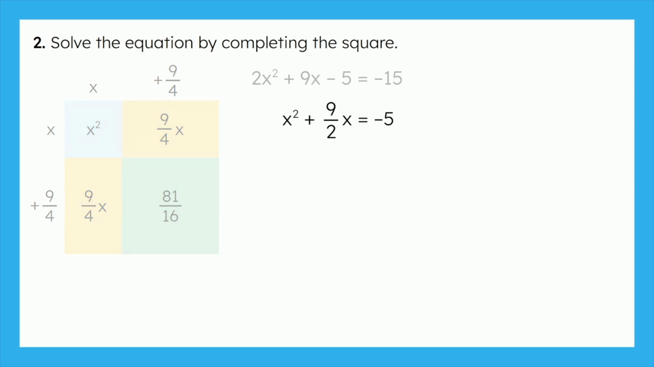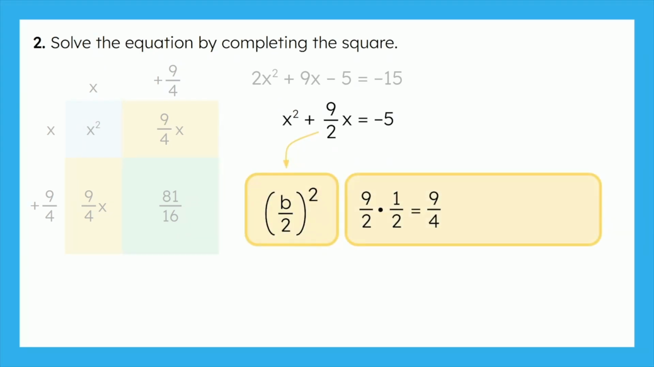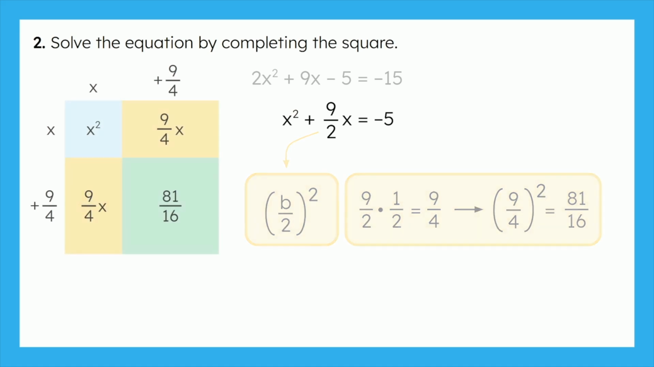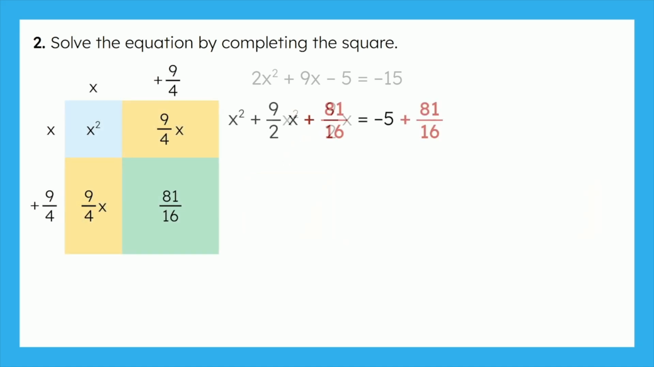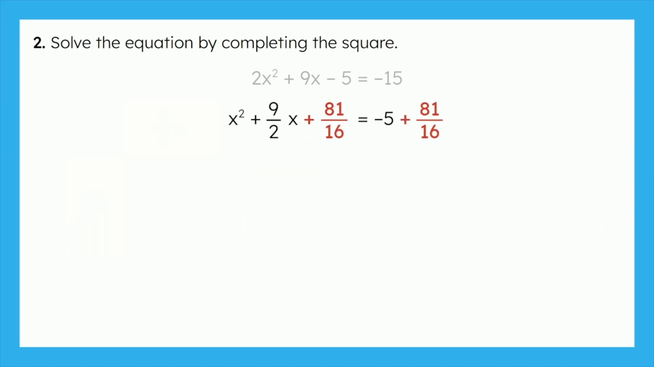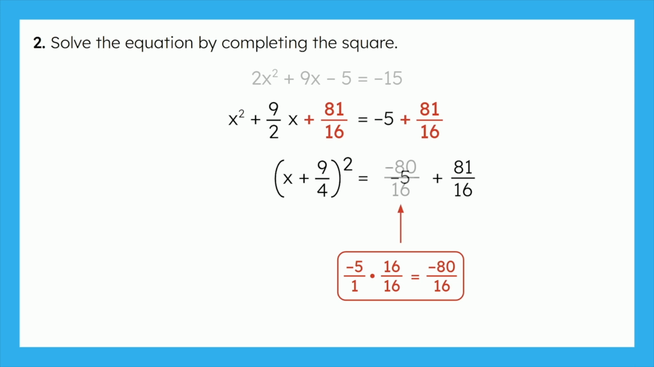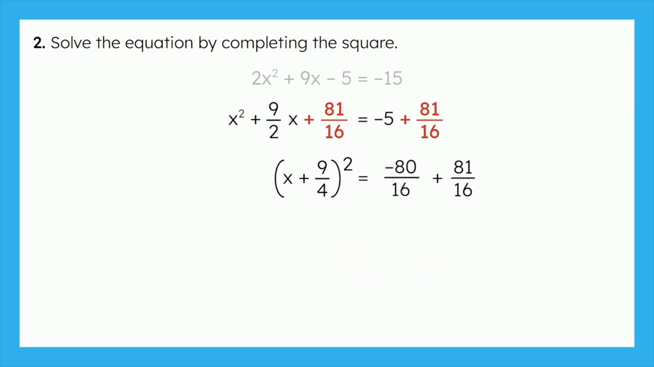If we were to use the algebraic approach without the area model, we'd split 9/2, the b value, in half to get 9/4, and then square it, still getting 81/16. Now we can add 81/16 to both sides of the equation, which allows us to rewrite the left side as x plus 9/4 squared. After converting -5 to -80/16 to get a common denominator, we can simplify the right side and get 1/16.